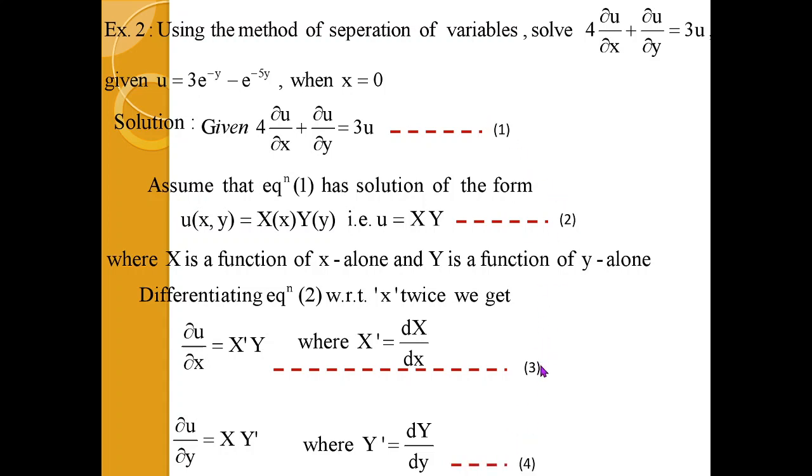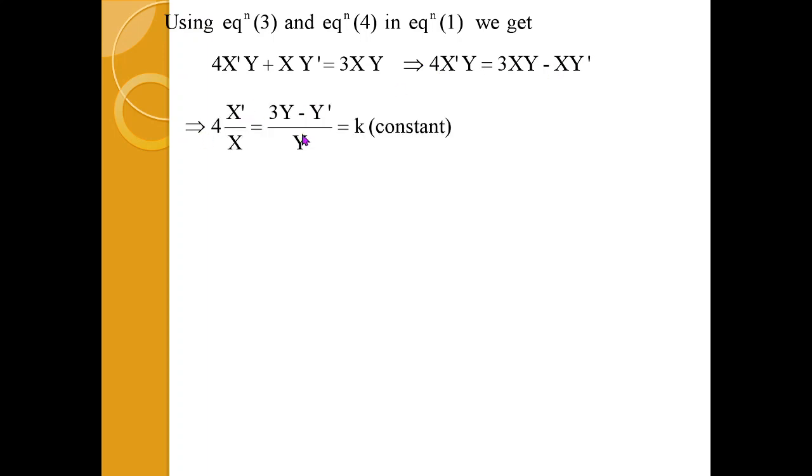So we use equation number 2, 3 and 4 in equation 1. What we get here, there is a correction, I have to mention 2 also: 4X dash Y plus XY dash equal to 3XY. Separate the variables. There are various ways to separate the variables. Either I can shift this on the right hand side, or I can take this term on the left hand side. So here the arrangement is done like this. From this we will separate the variables capital X and capital Y, as the order of derivative involved over here in this expression is 1, that's why the constant is k.